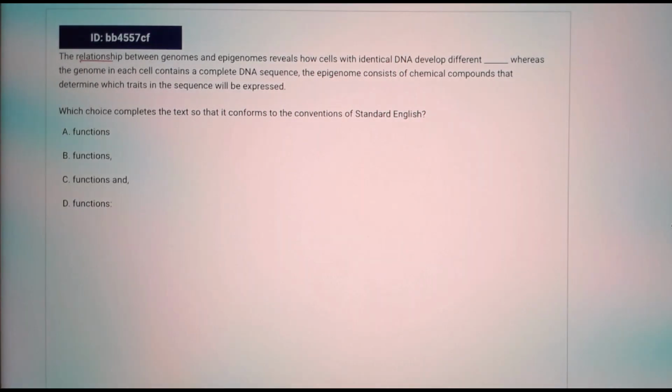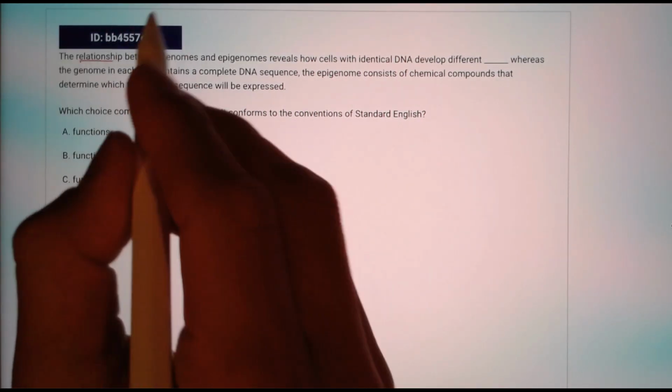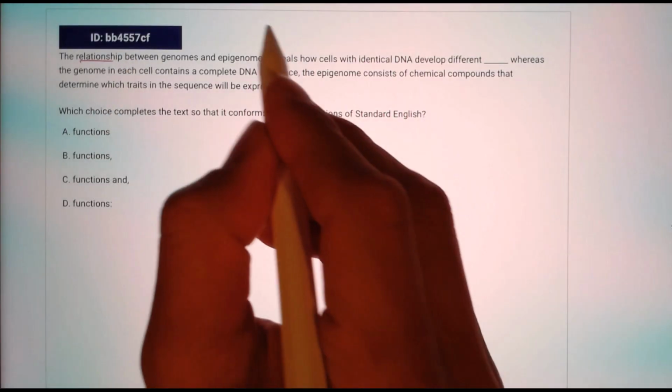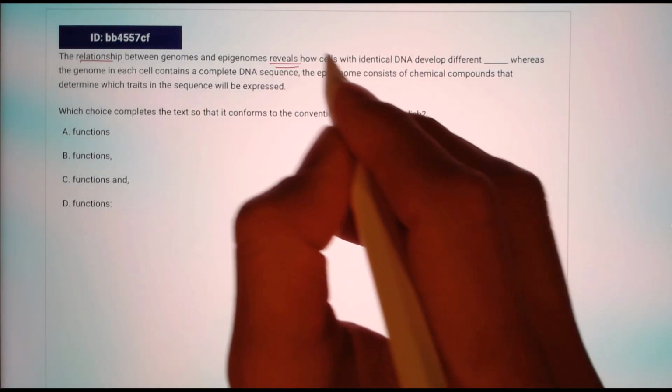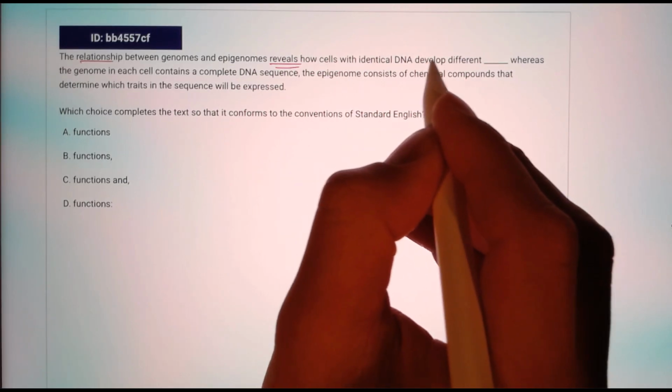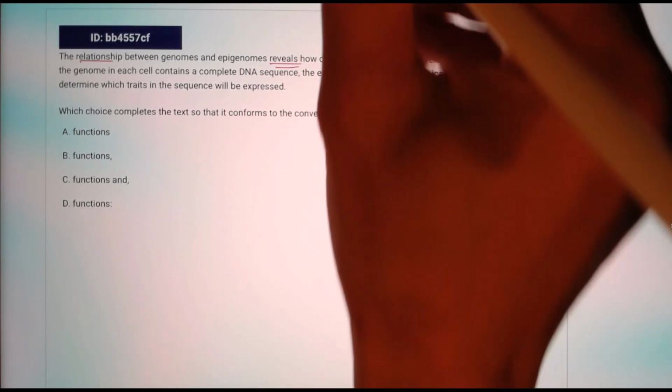So we have relationship as a subject, and after that we have a prepositional phrase, where you will not find a subject or verb: between genome and epigenome, then reveals. So the bare-bones sentence will read as: relationship reveals how cells with identical DNA develop.